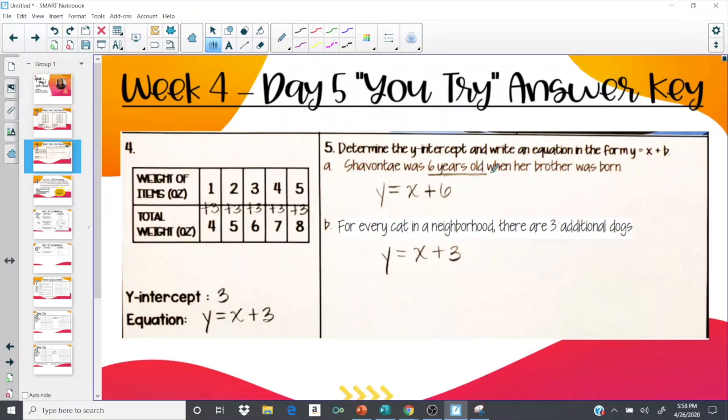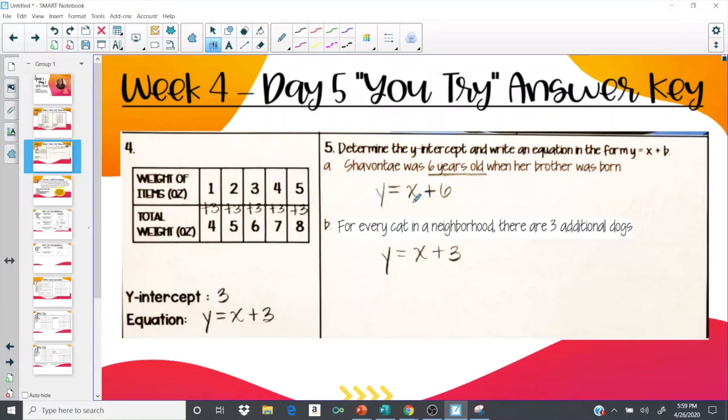Number 5, determine the y-intercept and write an equation in the form y is equal to x plus b. Here they give you a verbal description instead of a table. Okay, Shavante was 6 years old when her brother was born. If you think about it, her brother is 0 years old when Shavante is 6. Therefore, it does not matter how old he is. In order to find her age, you must add 6 to his age.